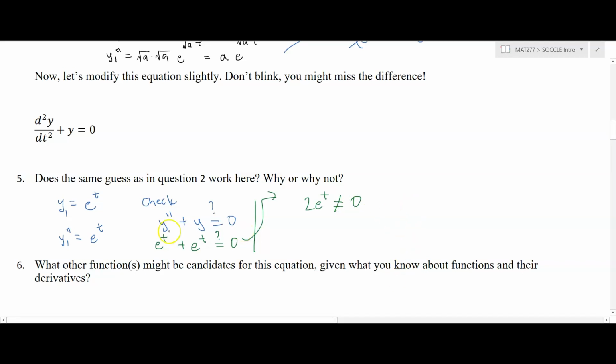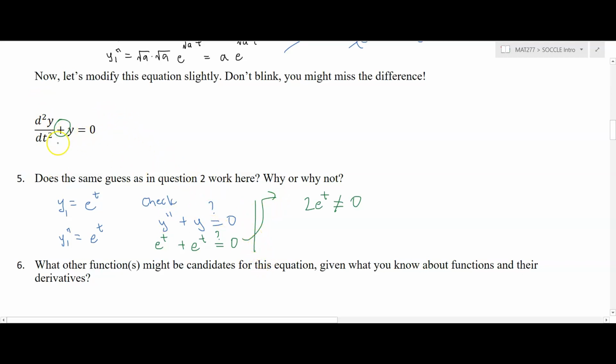Same thing for y1 equals e to the negative t. Its second derivative will be the same, and when you add them, you just get something that's twice as large instead of something that cancels out. So that plus sign here makes all the difference for e to the t. Now, what other candidates do we think of?